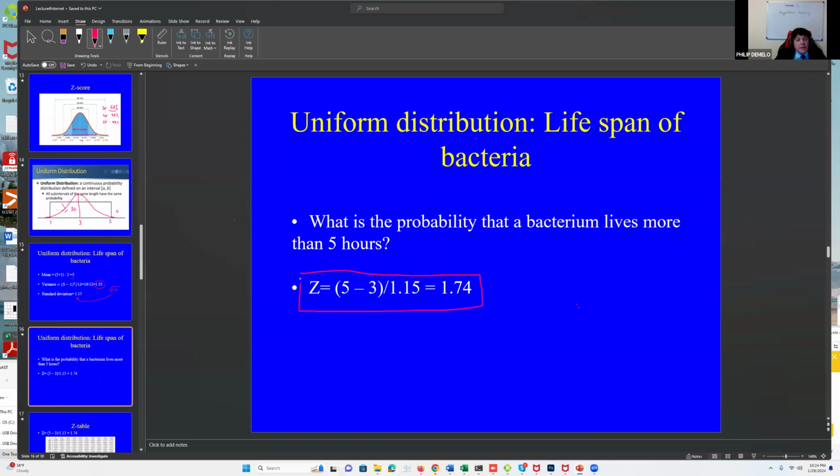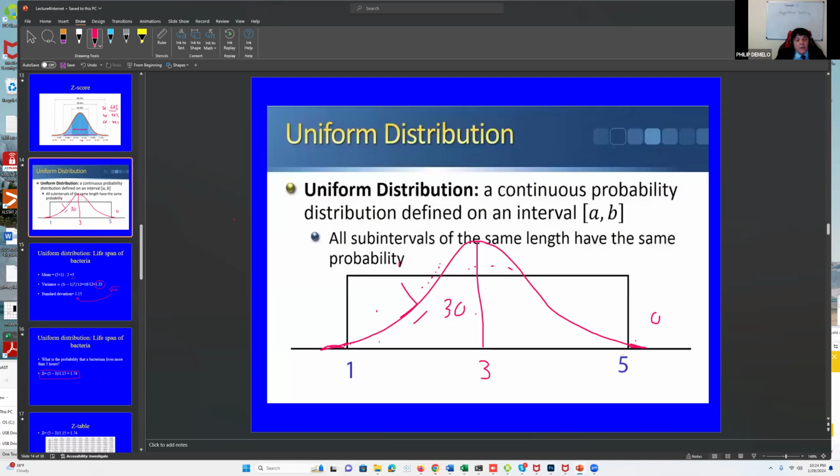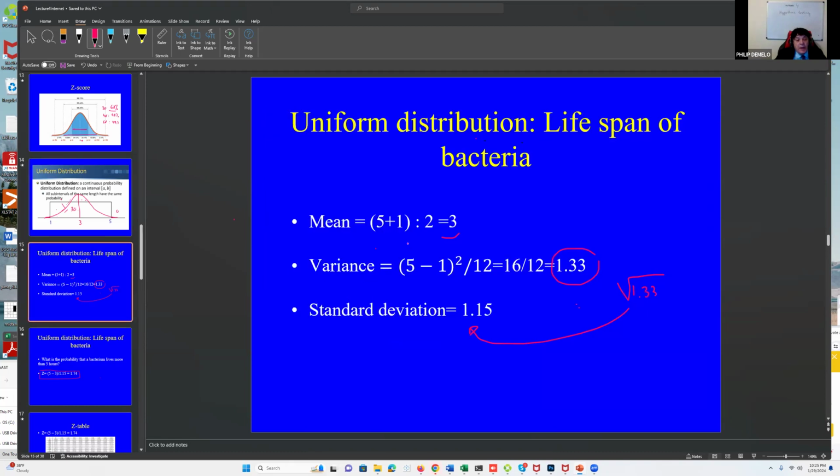In this case, we have 1.74. So (5 - 3) divided by the standard deviation. It is 1.74. Okay, so what we'll have here, we'll calculate now the probability that this bacteria can live longer than 5. So 5 minus 1, divided by the square root of 12, which is 1.33. This is the variance, this is the standard deviation, and I would like to know the probability that this bacteria will live longer than 5.